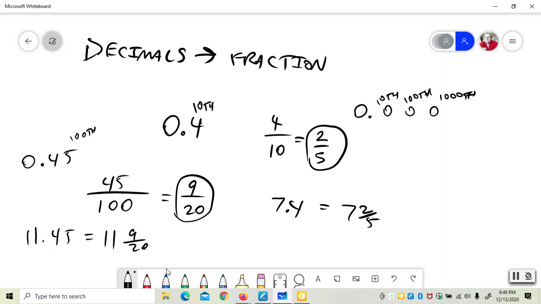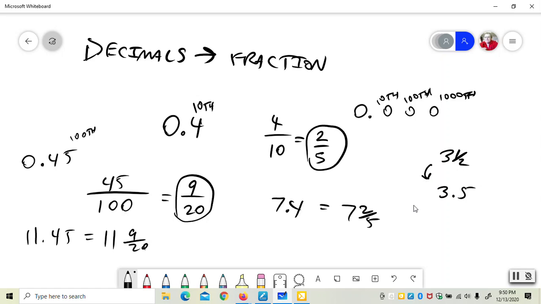And I should have said this earlier. Same thing the other direction. If you said 3 1/2 changed to a decimal, well, you know a half is 0.5. So the 3 is left alone. You go through the process to change a fraction. 3 1/2 is 3.5. So it just depends upon which direction you're going.